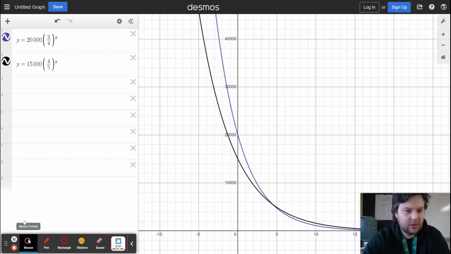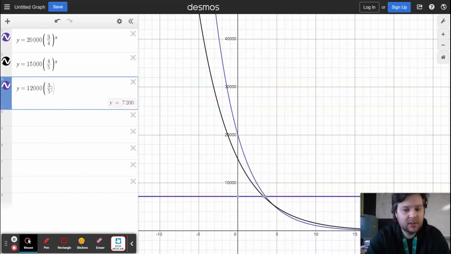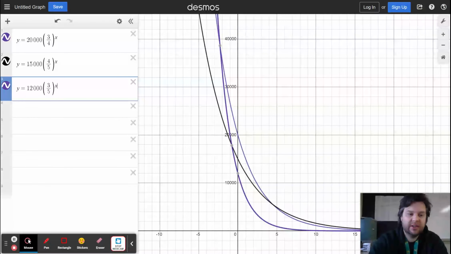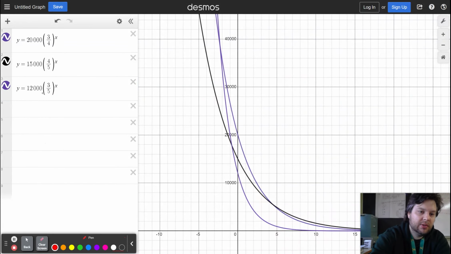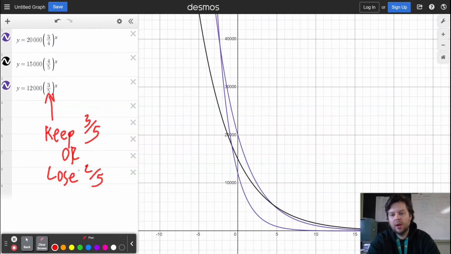You might see an equation that looks like this. Y equals 12,000 times 3/5 raised to the x. And now in this example, 12,000 is still the starting value. We just need to be a little more careful with the fraction. The fraction means either you keep 3/5 of your value each year, or it means you lose 2/5 of the value each year. Okay, so please keep working on this idea.